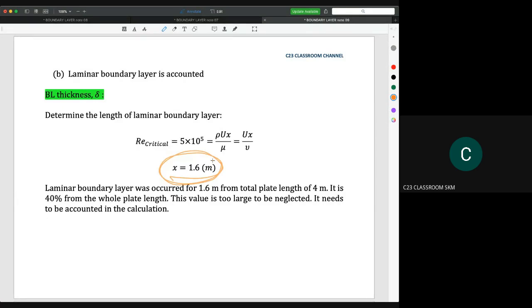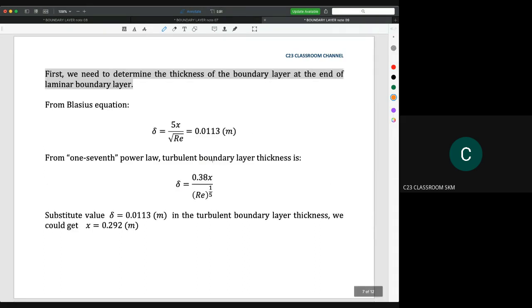But if the laminar boundary layer is more than 10%, you must calculate the laminar boundary layer together with the turbulent boundary layer. So first, we need to determine the thickness of the boundary layer at the end of the laminar boundary layer. Because in this situation the laminar boundary layer is not given and the velocity profile is not given, we assume that delta here can be calculated by using the Blasius solution. The Blasius solution is given as 5x over square root of Re_x, so it is equal to 0.0113 meters.